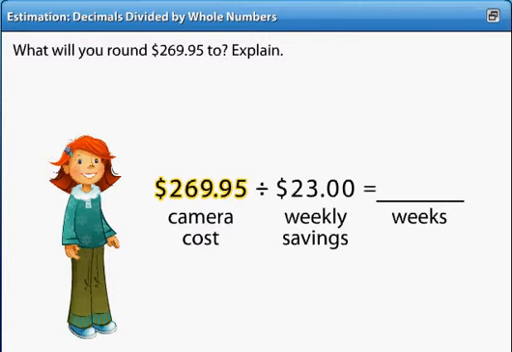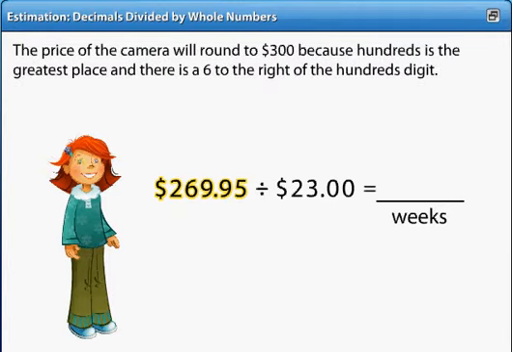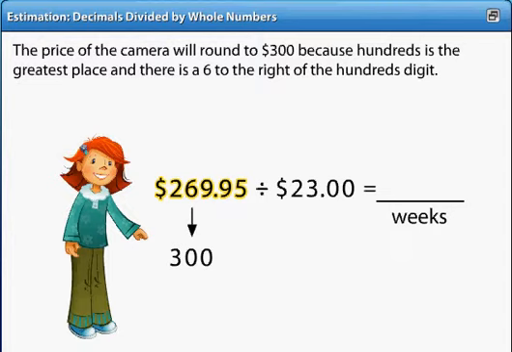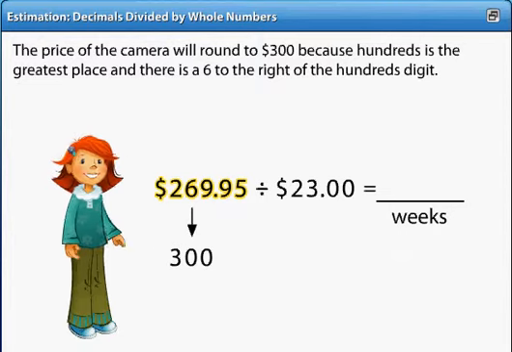You don't want to estimate too much because we talked about overestimation and underestimation and how that can really impact us. The price of the camera will round to $300 because hundreds is the greatest place and there is a 6 to the right of the hundreds digit. So they rounded all the way up to 300 and that's fine. They actually overestimated more than I did. I estimated this to 275 because I knew that this is going to be 25.